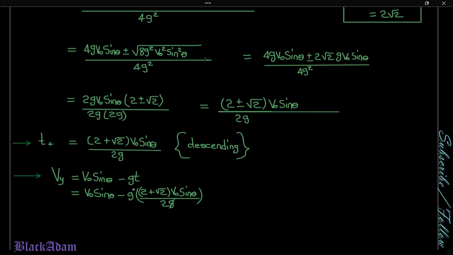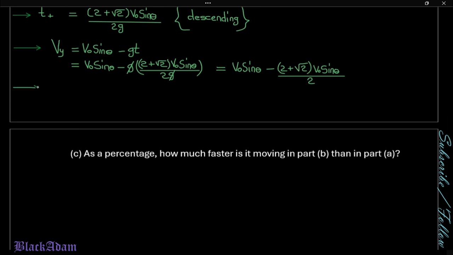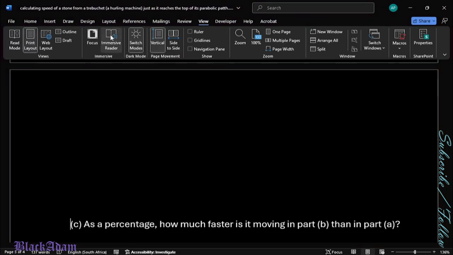Now you can see that the g cancels out, so our equation can be simplified further to v initial sine theta minus (2 plus root 2) multiplied by v initial sine theta all over 2. So that's what we have, and now we have to substitute that.